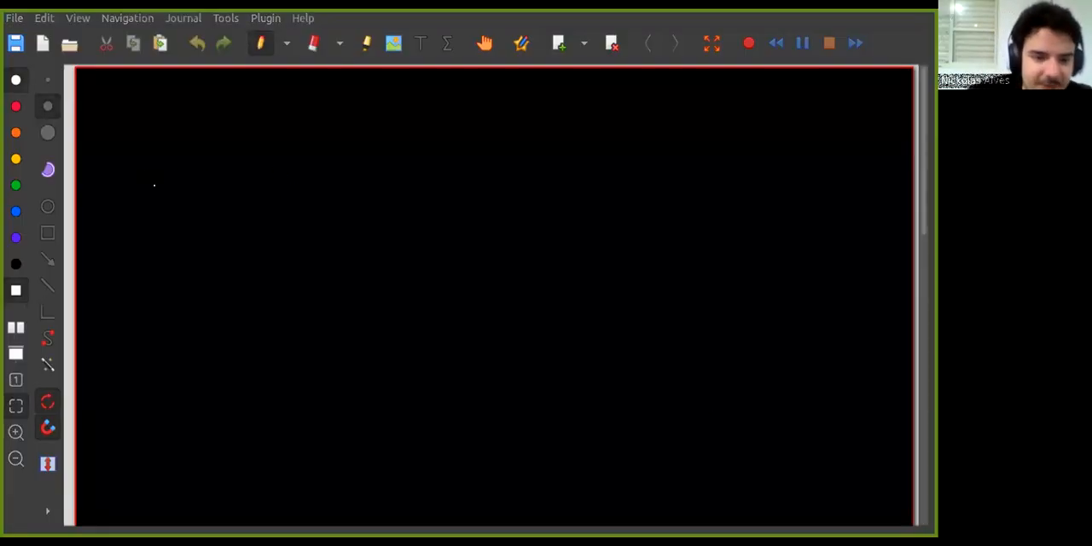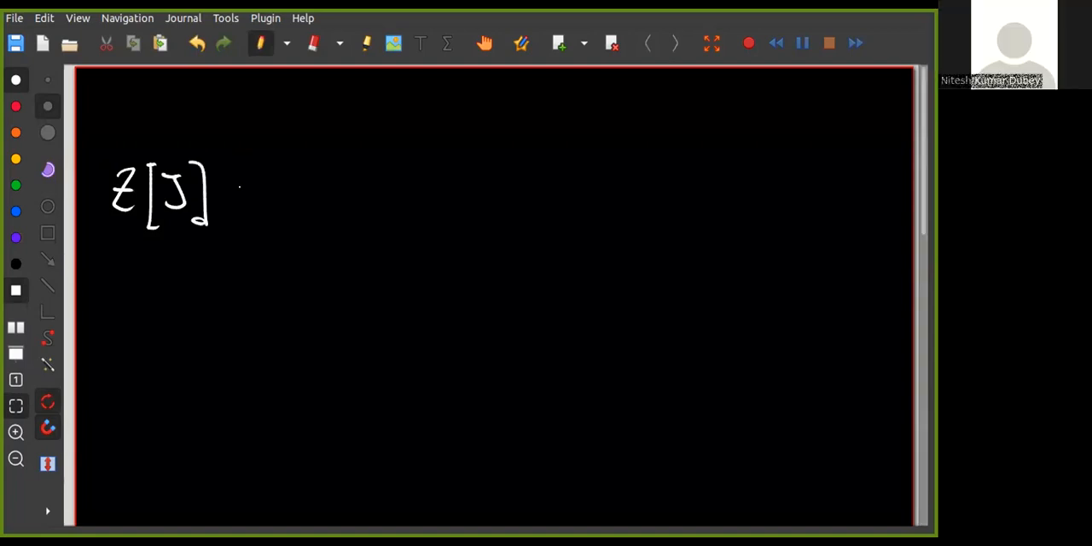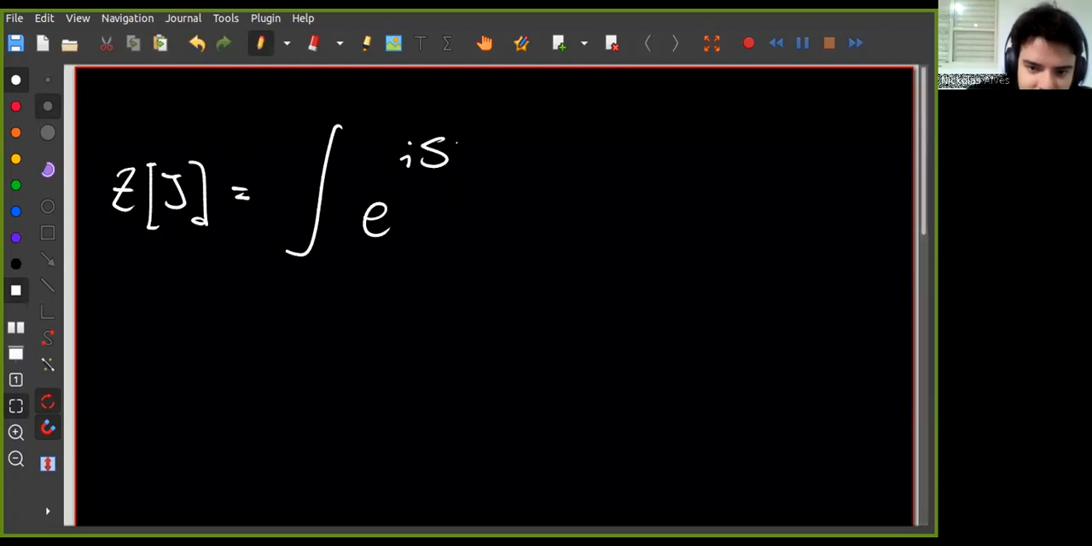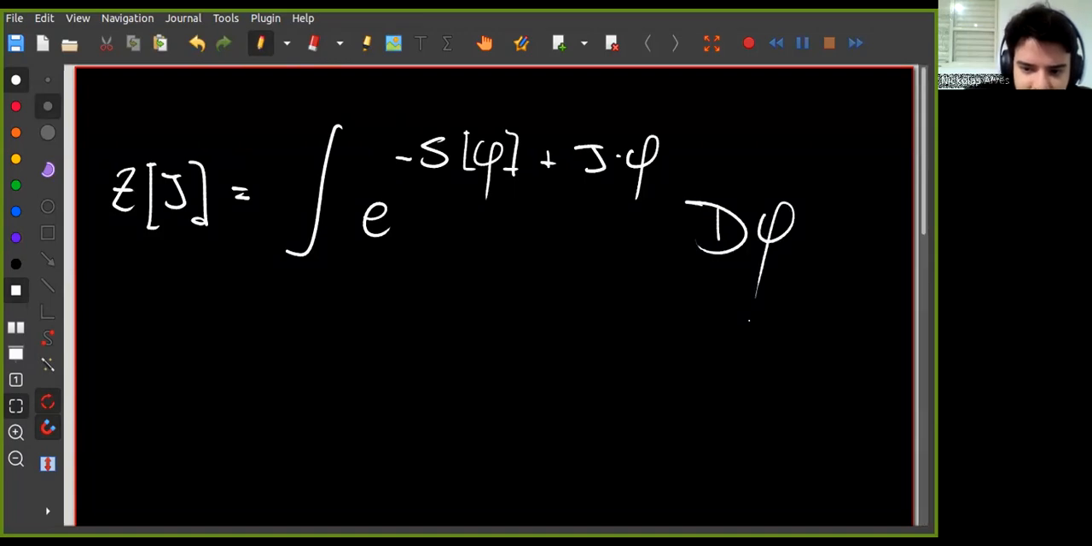What happens in the functional renormalization group is that usually you define a generating function in quantum field theory through a path integral in this way. So there's e to the minus S, I'm going to use a Euclidean signature, which is minus S. It has the field in here, and plus J times the field, integrated over the field.